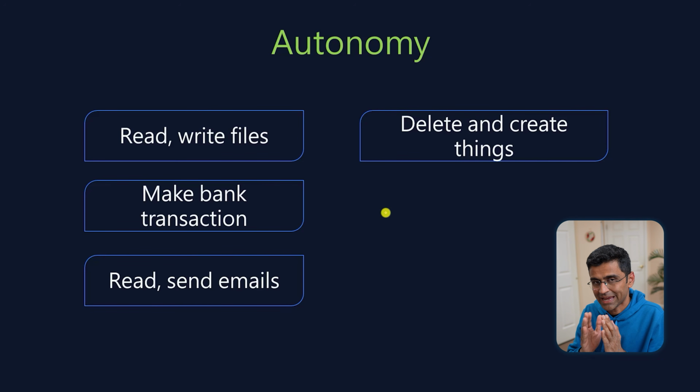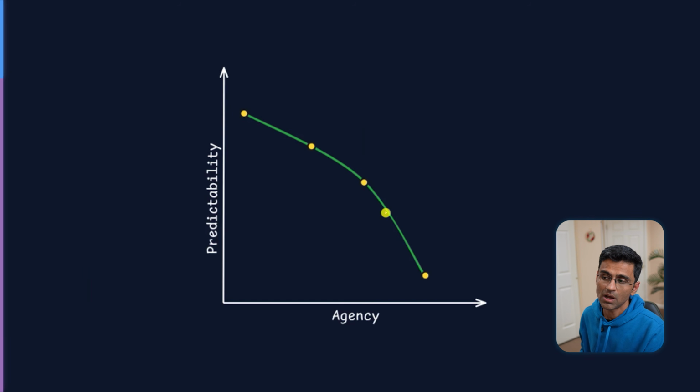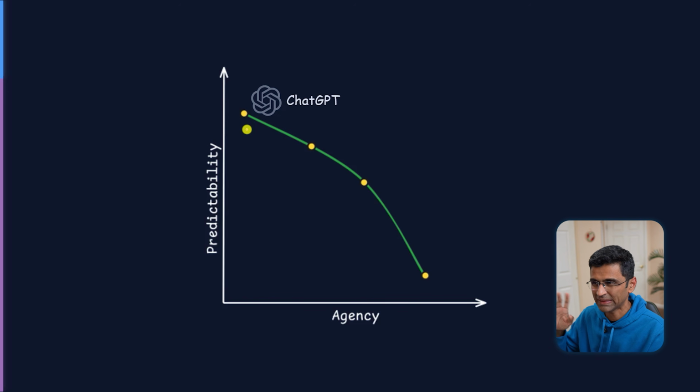Now agency can have multiple levels. So you can assign a level of agency to an agent. If you think about the ChatGPT application, it has very little agency. So you see this axis here. ChatGPT has very little agency, which means it is answering your question and maybe it can search the internet or maybe it can call some other minor tool, and that's it.